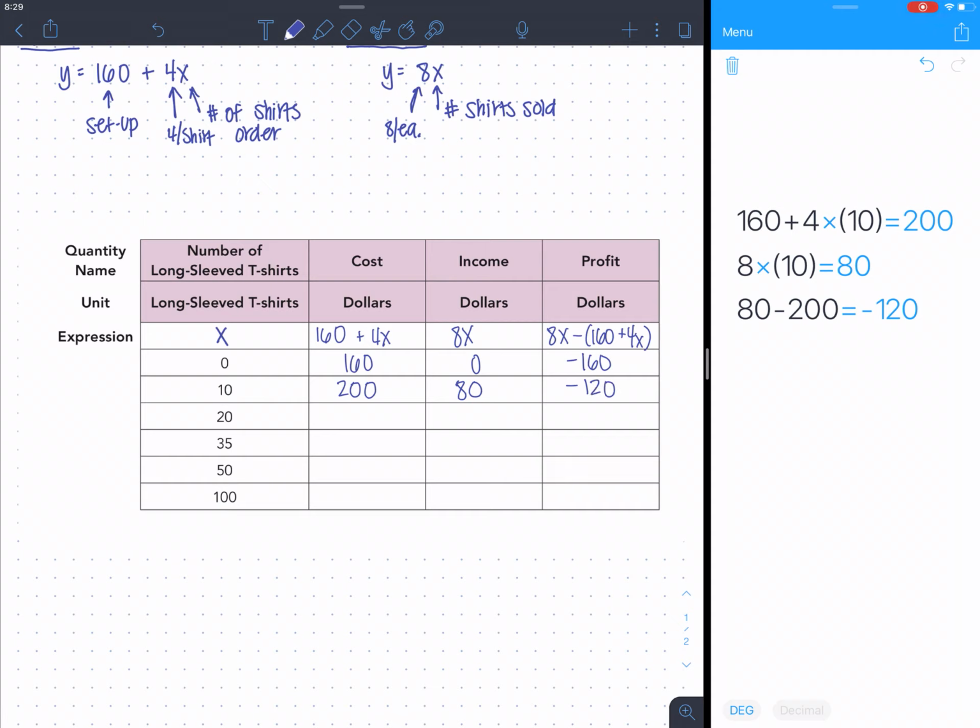Negative 120. So right now I'm not making any money. I'm actually $120 in the hole. So let's go to the next row.